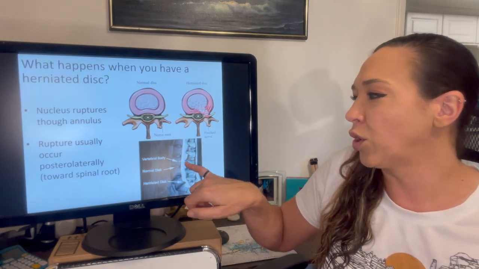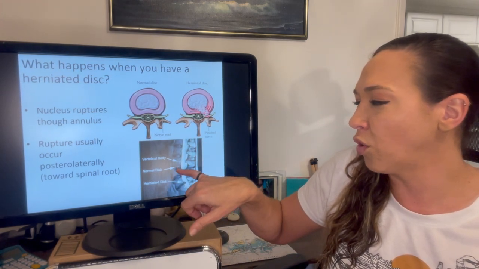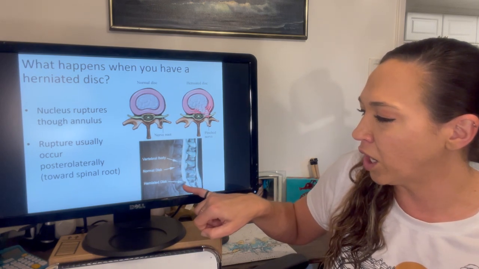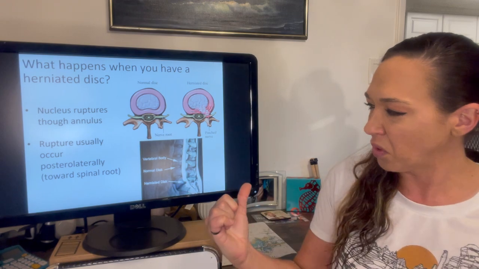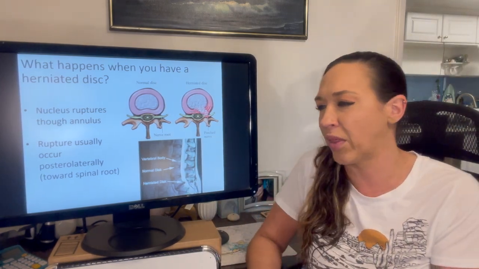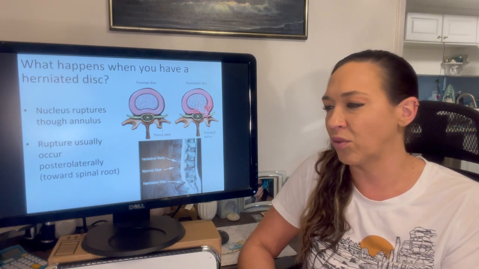So you've got your normal vertebrae, you've got your normal disc right here, and then you can actually see this bulging. See that bulging of the disc? It's going into that nerve and it's pushing on the nerve, putting pressure on that nerve. And that can cause just so, so much pain.